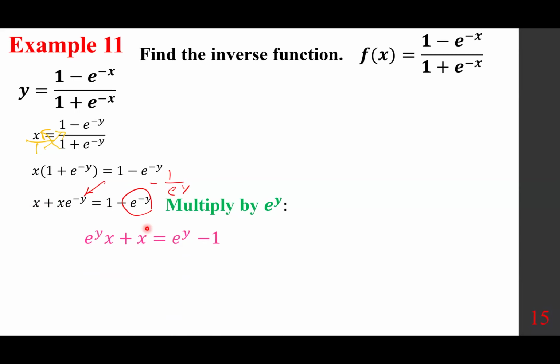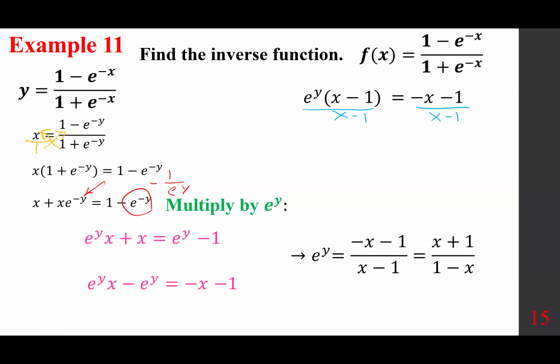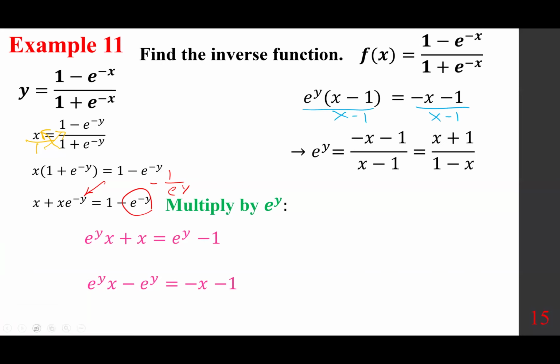Since we are trying to solve for y, we are going to move this one to the left, it becomes negative. This one to the right becomes negative. And we are going to factor out e to the power of y on the left. X minus 1 comes out, divide by it. So e to the power of y is minus x minus 1 over x minus 1.